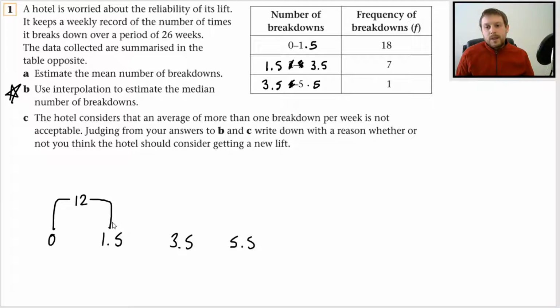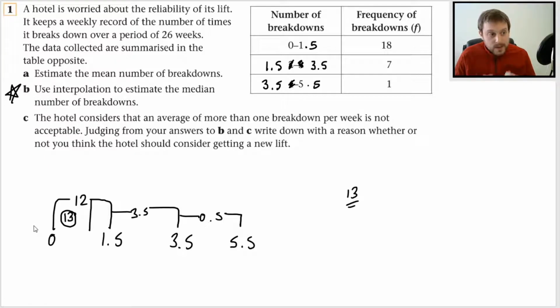The class width is 2, and 7 divided by 2 is 3.5. And then 1 divided by 2 is a half. So there's my sketch of the histogram. 18 add 7 add 1 is 26, so I actually need an area of 13. Now that actually turns out to be in this first box. So in this situation, it would matter whether or not I'd stuck at 0 or if I had decided to go into the negatives. Now, as I said before, in a situation like this, you stick at 0.